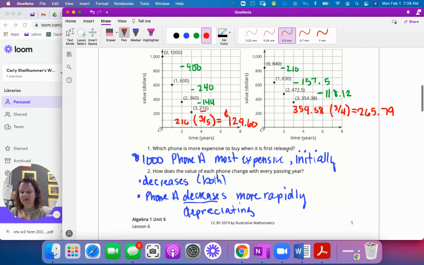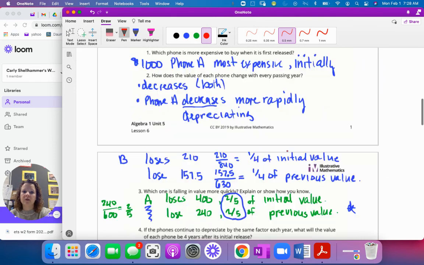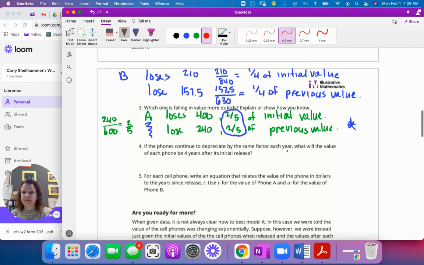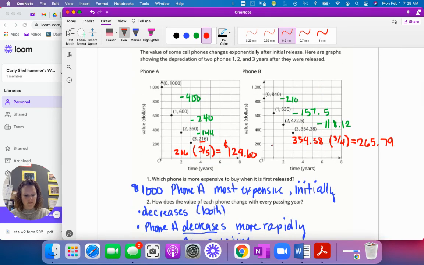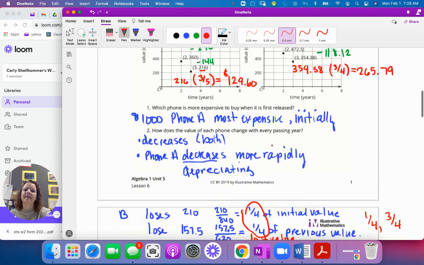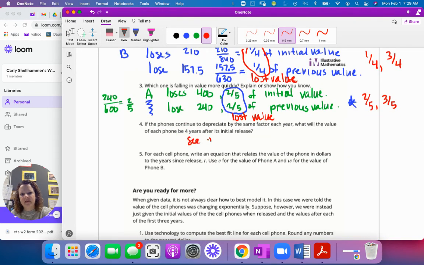Notice I did not use the amount we're losing each time. I used the amount that remains. So I multiplied by the value that remains. If we lose 1/4, 3/4 remains because those add up to 1. If we lose 2/5, 3/5 remains because those add up to 1. Let me make sure I got that right. Yep, 129.60 and 265.79. See above.